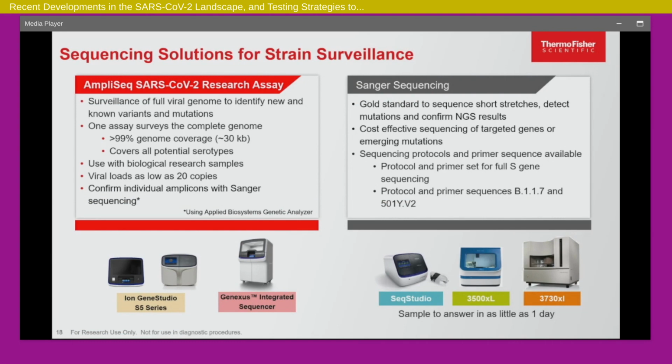Sanger is another way to do it. We have the SeqStudio and the 3500 and the 3700. And it's a cost-effective way of doing sequencing as well. We have published the protocols and the primers for Sanger sequencing specific for the S gene. And you can just order those, and you can run specific Sanger sequencing as well. And these are good for confirming the entire sequence, just to make sure.